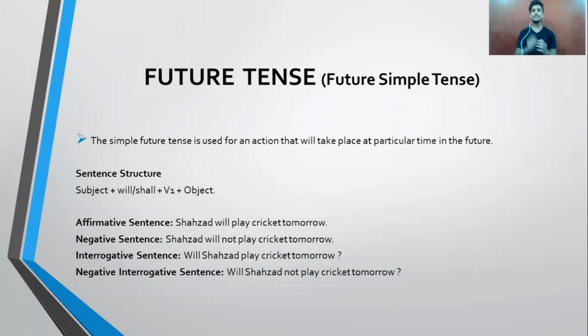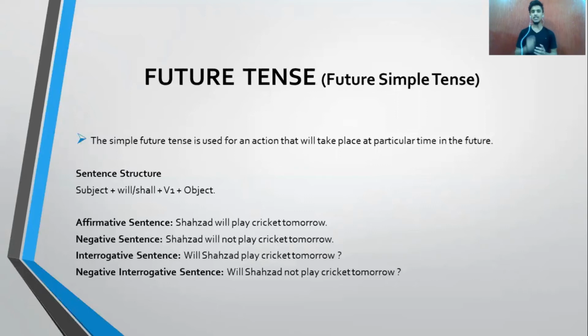Now, future simple tense. The simple future tense is used for an action that will take place at a particular time in the future. We make example as Shehzad will play cricket tomorrow. In sentence structure, we will put as for subject, then helping verbs which are will and shall, and then first form of the verb and then the object. Affirmative sentence. In this, we will put the same sentence structure as Shehzad will play cricket tomorrow. In negative sentence, we will put the not after the helping verb as Shehzad will not play cricket tomorrow.